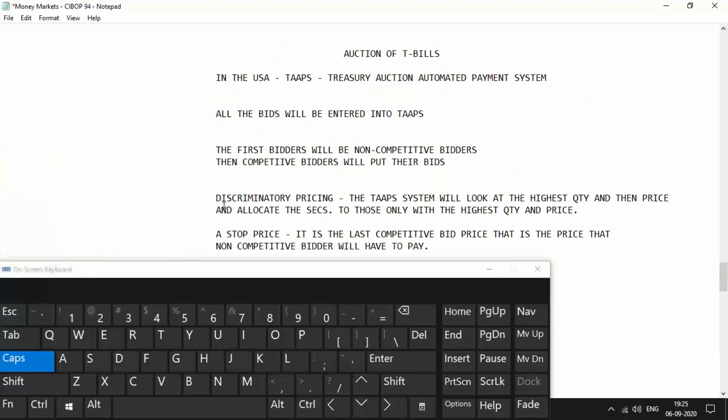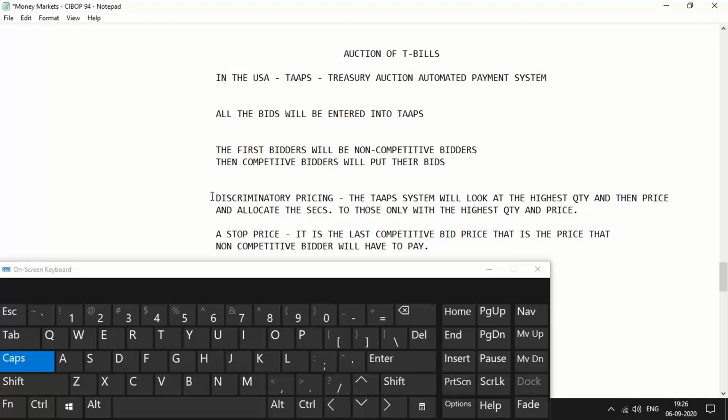Okay, listen one more time. I'm going to explain the auction process again. In the US, we use a system called TAPS, the Treasury Auction Automated Payment System. All the bids will be entered into TAPS. First the non-competitive bidders put in their bids, and then the competitive ones. How does the allocation of the treasury bill happen? Based on discriminatory pricing. The TAPS system looks at who gave the highest quantity and the highest price, and based on that, they allocate the treasury bills.